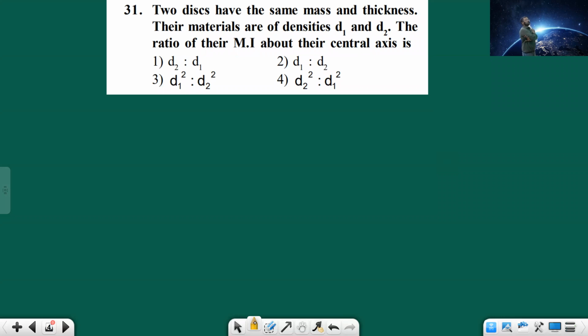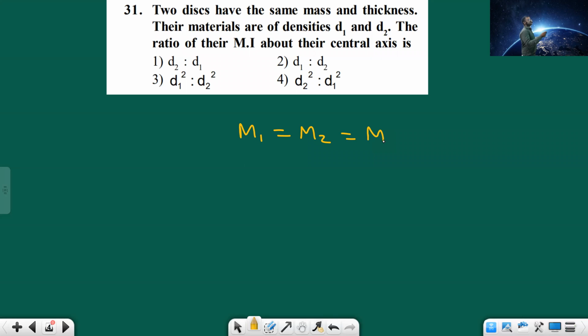Two disks have the same mass and thickness. Their materials are of densities D1 and D2. The ratio of their moment of inertia about their central axis is? They told two disks, same mass. Mass is the same, M1 equals M2 equals M.